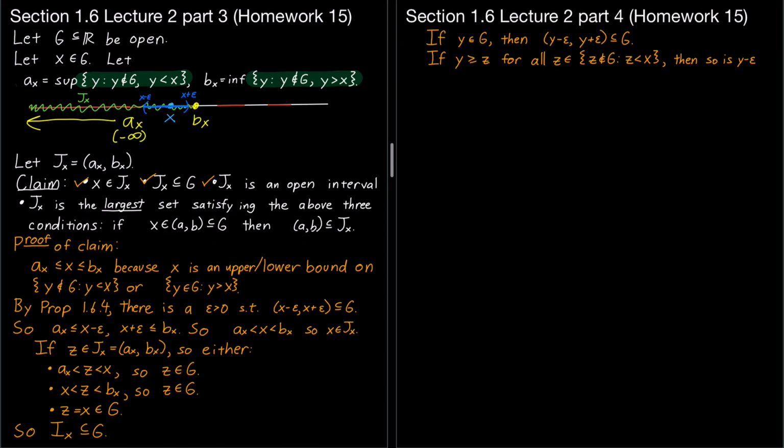So we have that y minus epsilon is the smaller upper bound, so a_x can't be any bigger than y minus epsilon, so y is not equal to a_x for any y in G. So a_x is not in G, and similarly, we could make the same argument, and I'd really like you to get out of the habit of repeating identical arguments. b_x is not in G.